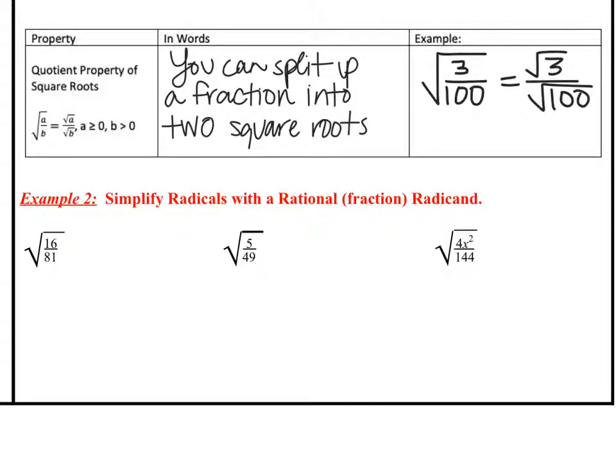Square root of 3 can't be simplified. It's not a perfect square, so you leave it like that. But what's the square root of 100? 10, so it'd be square root of 3 over 10. That would be your answer there.